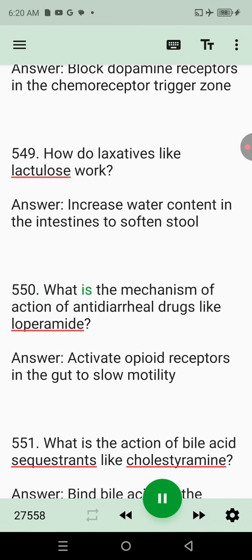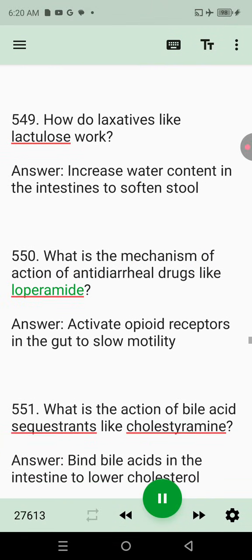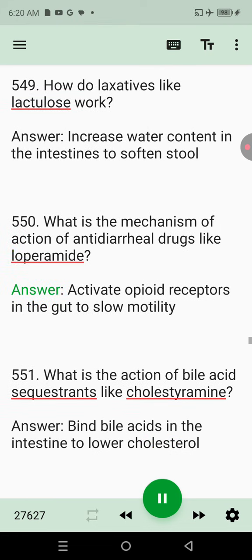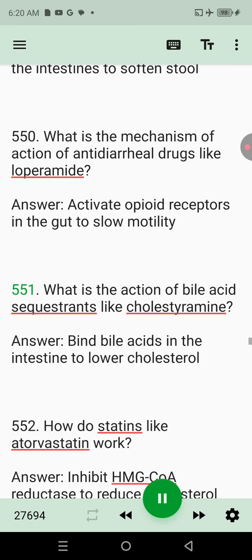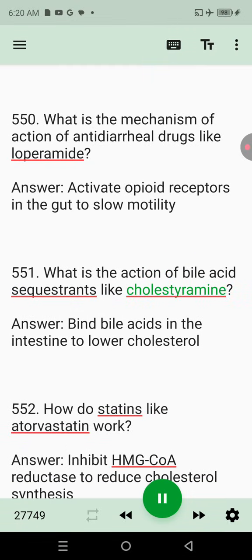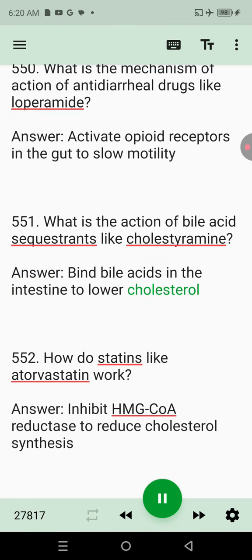550. What is the mechanism of action of antidiarrheal drugs like loperamide? Answer. Activate opioid receptors in the gut to slow motility. 551. What is the action of bile acid sequestrants like cholestyramine? Answer. Bind bile acids in the intestine to lower cholesterol.